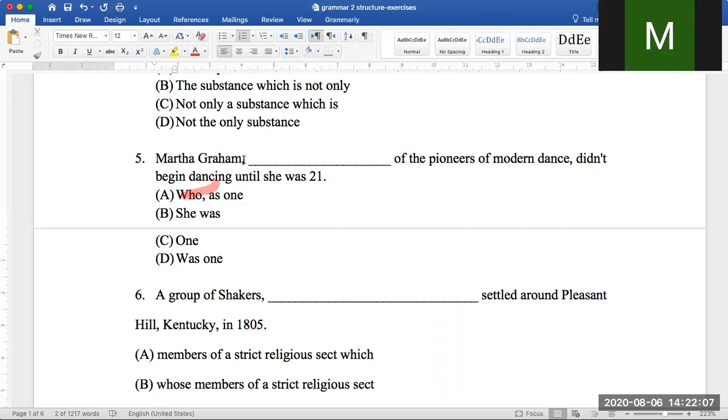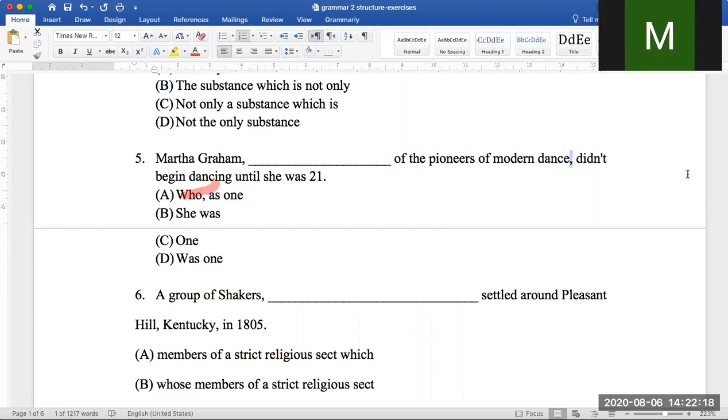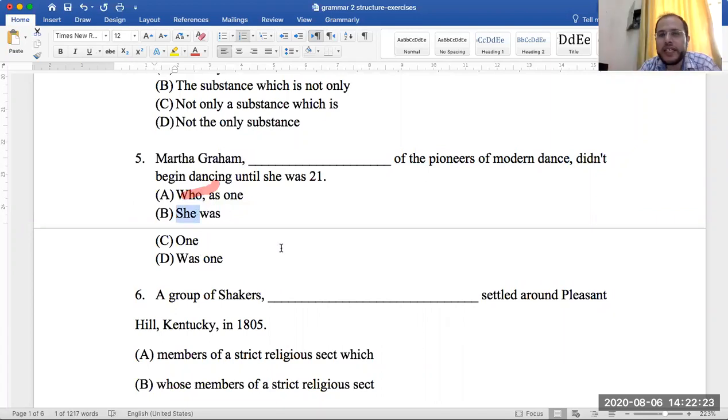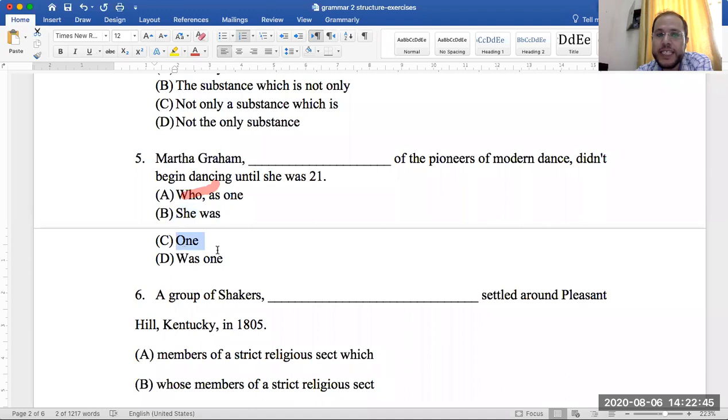If it was actually Martha Graham was one of the pioneers of modern dance, that's correct so far without the first word. But then didn't, what do we do with it? Where is the subject for didn't? The same thing with B. B is wrong because there is no connector, so we have two sentences not correctly connected. Martha Graham was, she was one of the pioneers of modern dance, didn't begin dancing until she was 21. It's incorrect because there are two main clauses that are not connected properly. So the right answer is C.